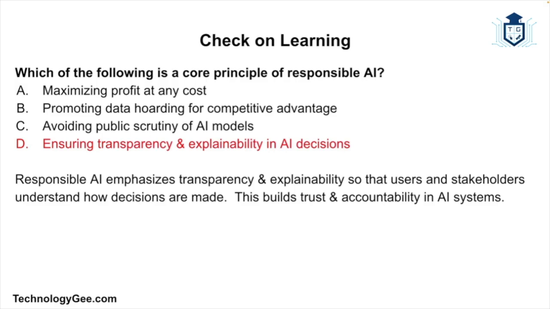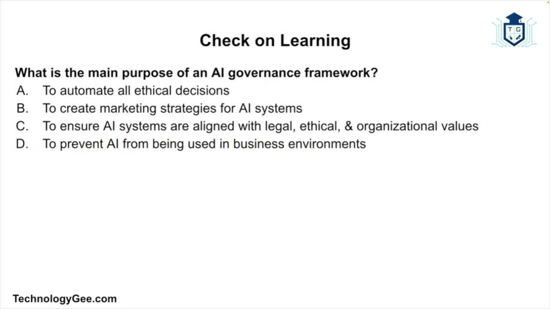Responsible AI emphasizes transparency and explainability so that users and stakeholders understand how decisions are made, because this builds trust and accountability in AI systems. Next question. What is the main purpose of an AI governance framework? Is it to automate all ethical decisions? Is it to create marketing strategies for AI systems? Is it to ensure AI systems are aligned with legal, ethical, and organizational values? Or is it to prevent AI from being used in business environments?